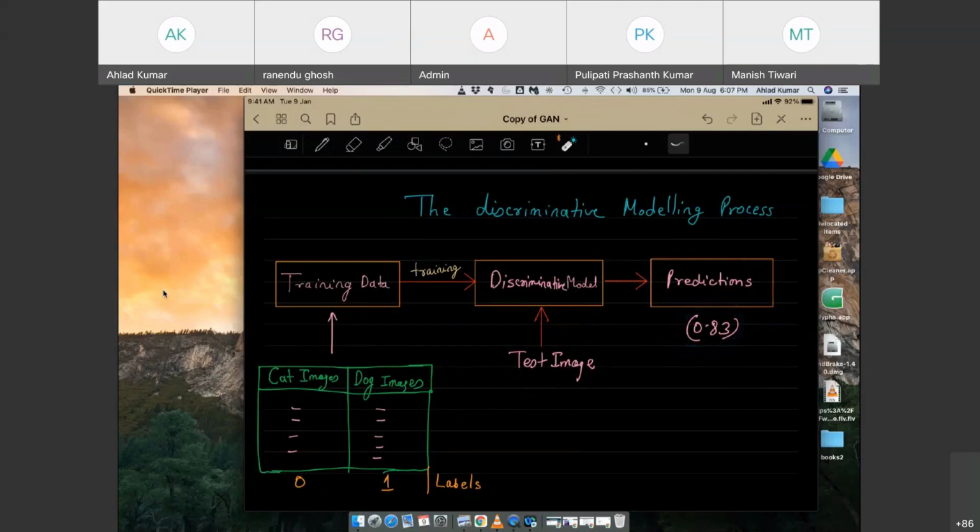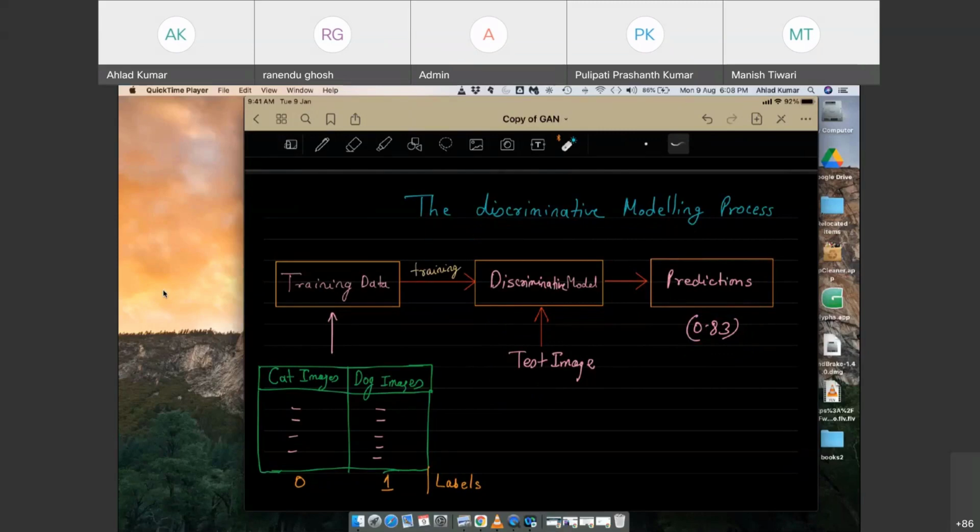So for example, if the discriminative model is giving you 0.83 as an output, that means it is confident, like it is confident by 83% that the image which you have fed here is a cat or a dog, depending upon which image you are feeding. So this is basically a typical discriminative model which everybody who is working in the area of machine learning and deep learning knows.